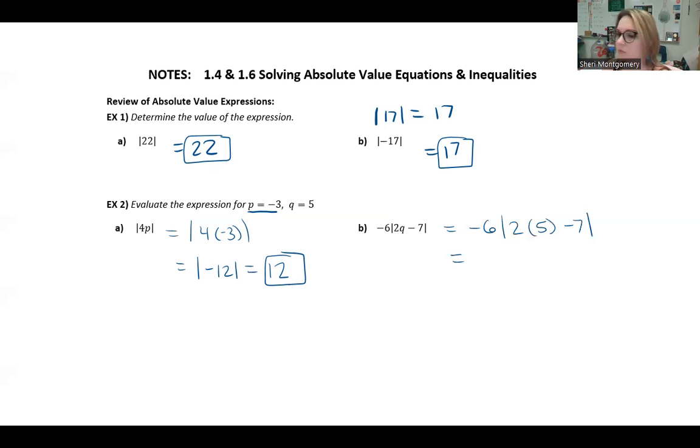Okay, we're going to keep evaluating it. So it's still -6 on the outside. So 2 times 5, we get 10 minus 7. I'm going to rewrite it again. So -6. And then what's 10 minus 7? 3. Okay, what's the absolute value of 3? Just 3. So this is -6 times 3, -18.